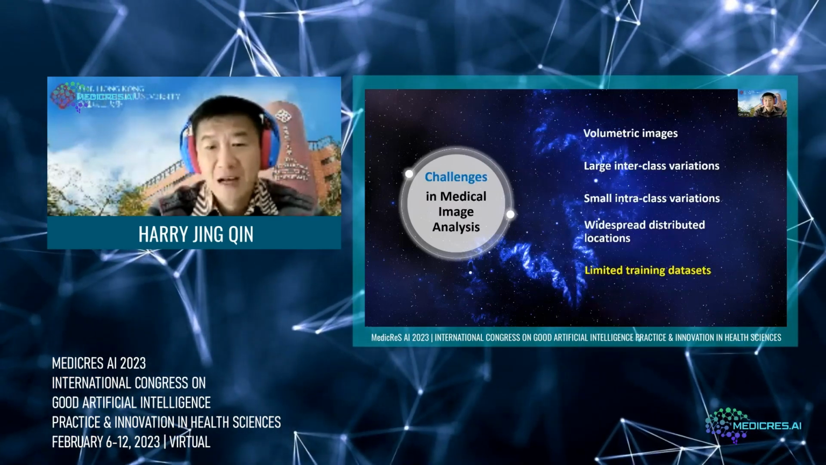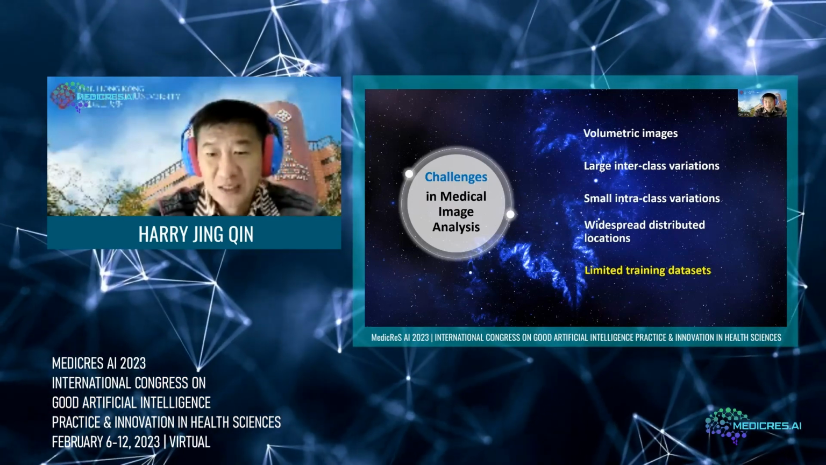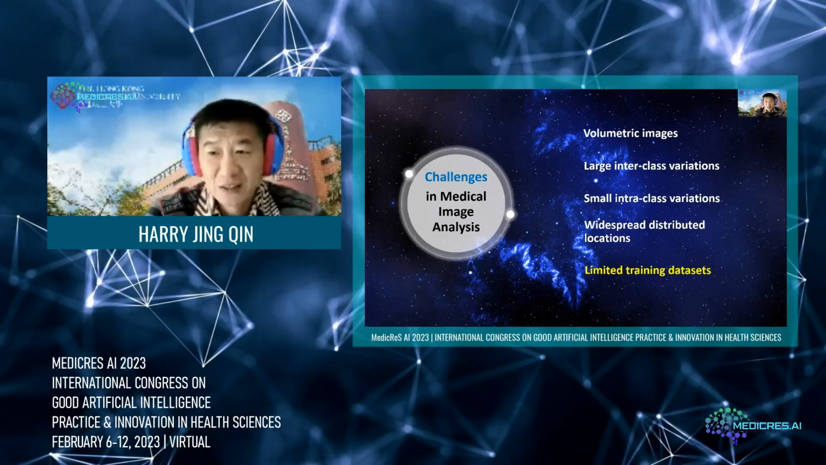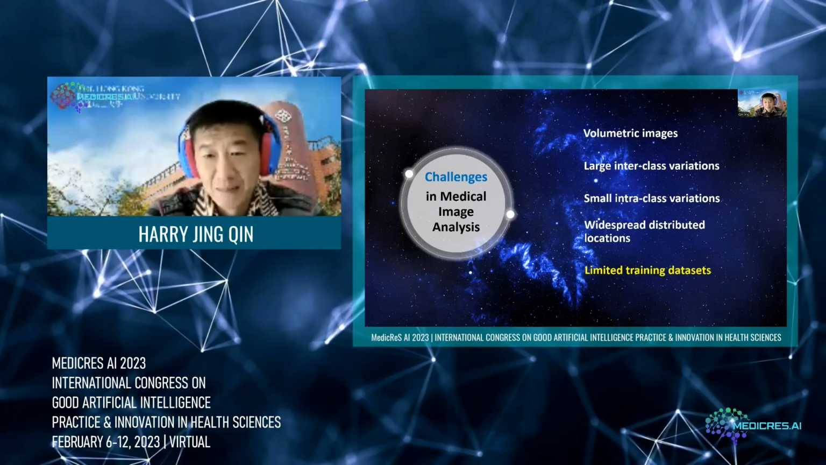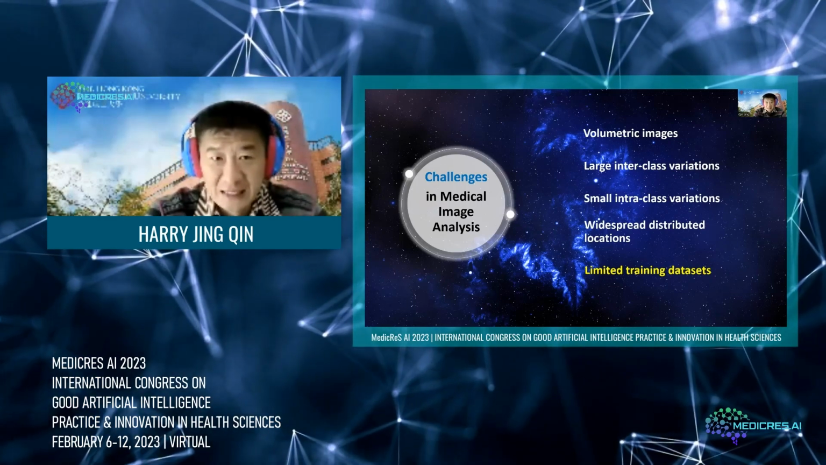Well, fully convolutional neural networks have been widely used in natural image segmentation. It is still a challenging task to use them in medical image segmentation. We briefly introduce the challenges.